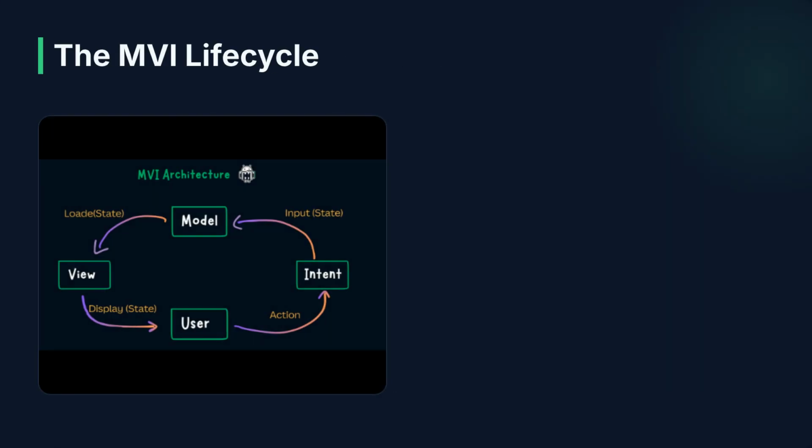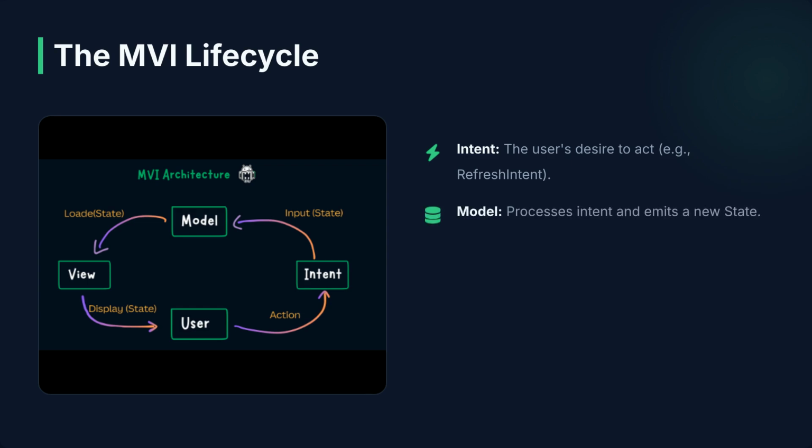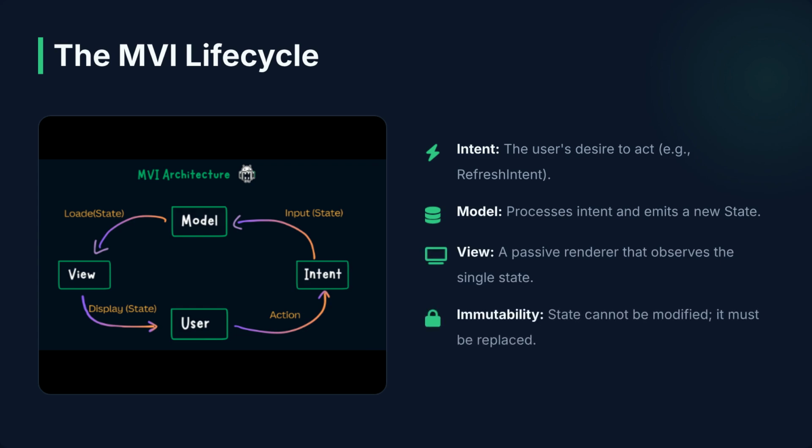The MVI lifecycle involves the intent, which is the user's desire to act. The model processes this intent and emits a new state. The view then passively renders this single state. Crucially, the state is immutable and must be replaced entirely for updates.